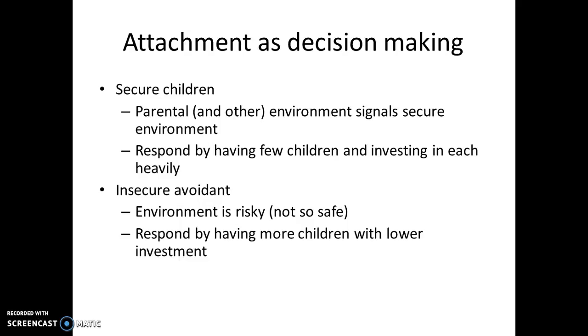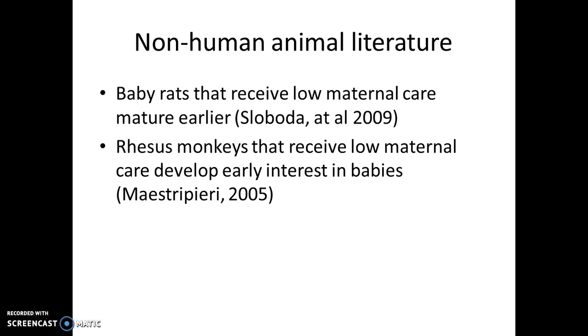The insecure avoidance strategy maybe is caused by the environment being risky. So there's a possibility that the child is going to die fairly soon. So the response there is by having more children and investing in them less.